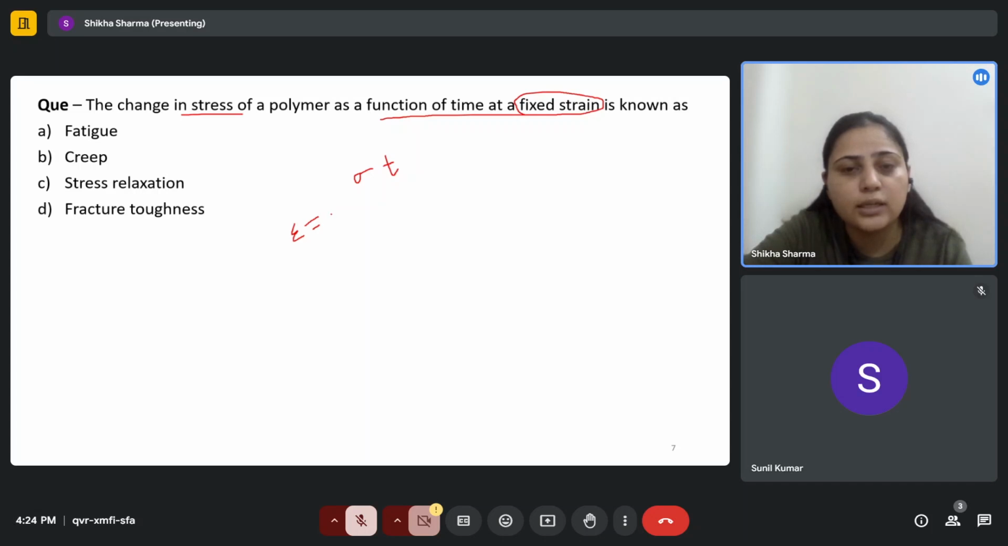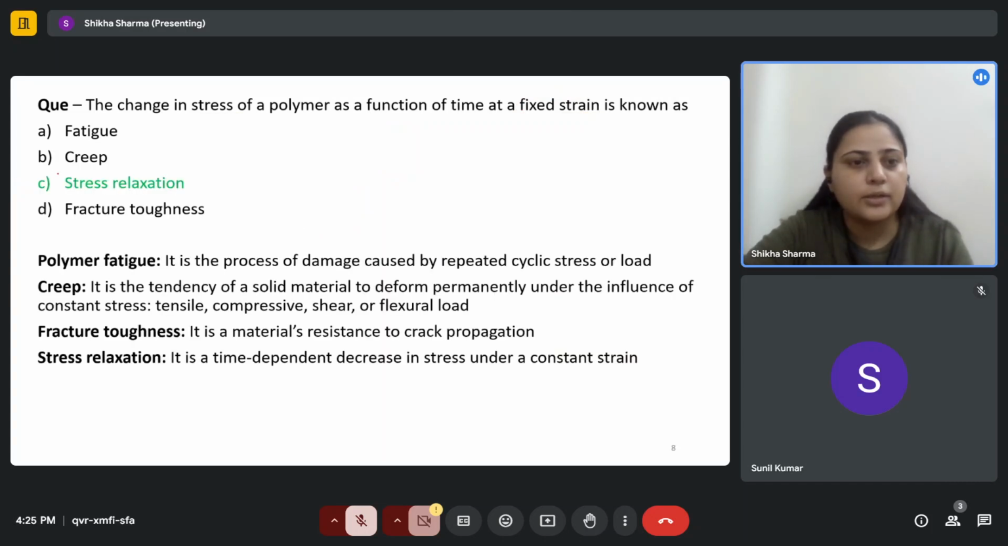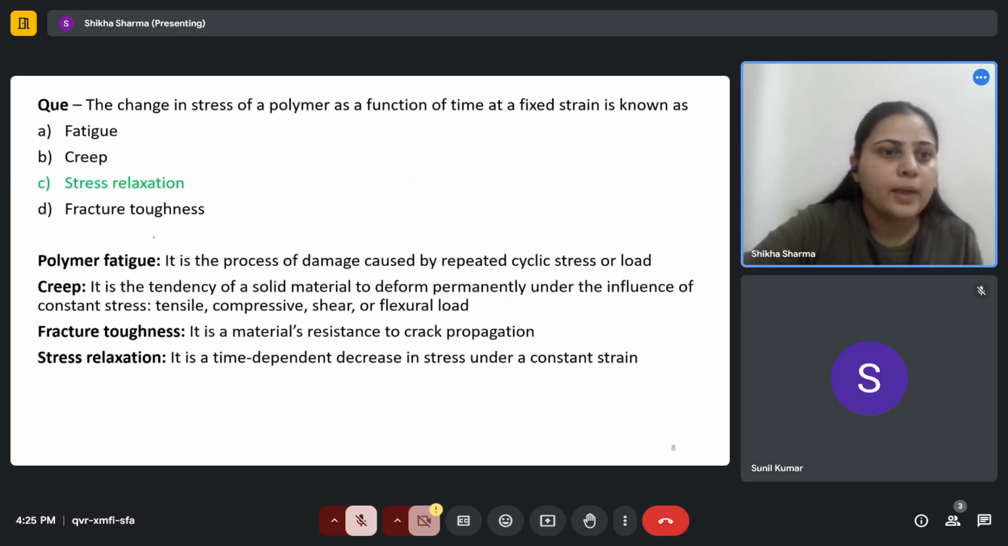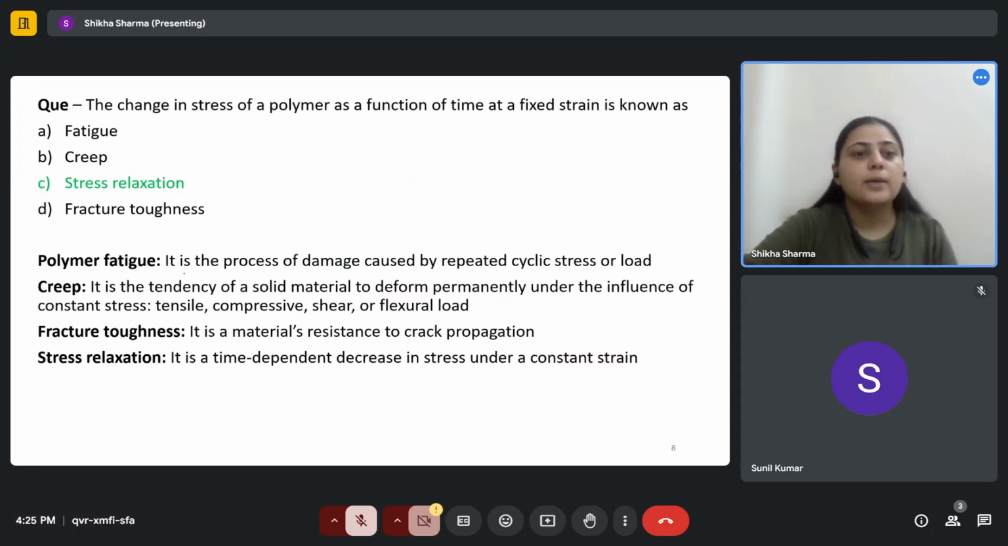So it is there in the lecture slides. It has been discussed. So anybody? So it is the definition of stress relaxation. The option C, right? Yes, you are correct.